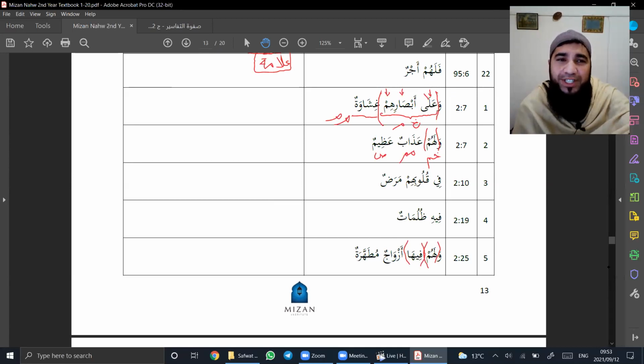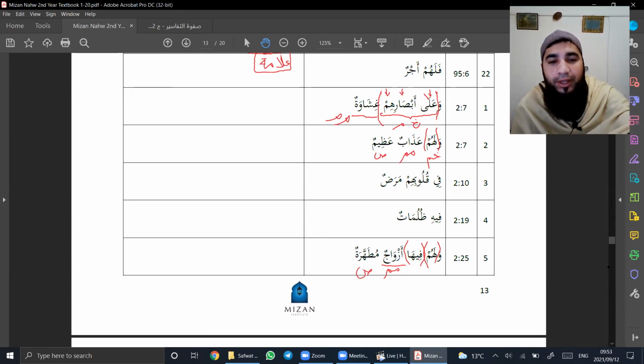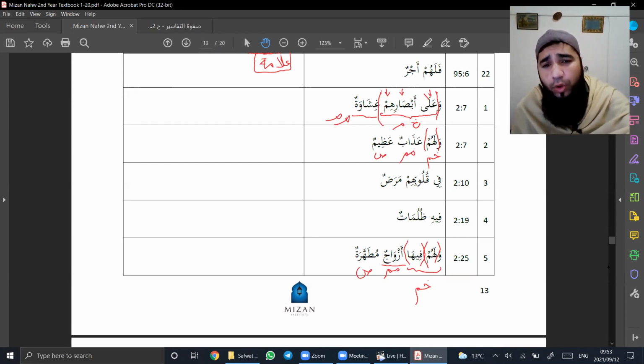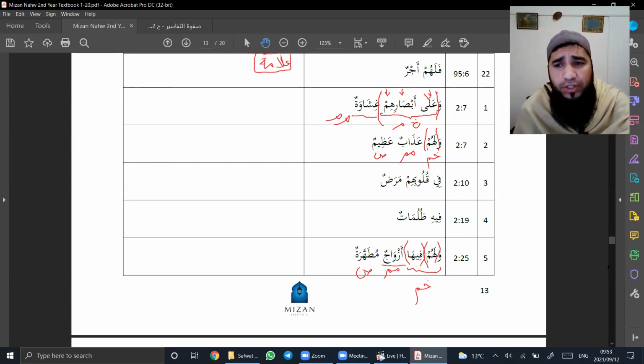So if you just listen to the placement of the i'rab, what do you think is going to be the mubtada mu'akhar? Azwajun. Azwajun, there we go. Right? And the mutahharatun is again going to be a sifa. And both of these together are going to be my khabar muqaddam. However, I can go into each of them and analyze them further.